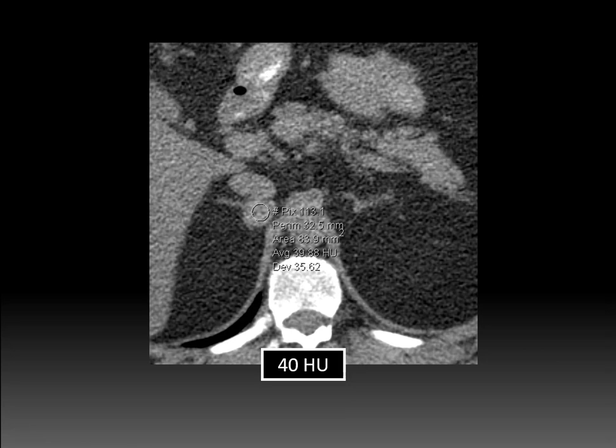Placing a region of interest on this nodule, you can see that the density is 40 Hounsfield units. So that's clearly higher than 10 Hounsfield units. This is not consistent with a lipid-rich adrenal adenoma, but it could still be a lipid-poor adenoma. So based on this density, what do you think we should do, an MRI or a three-phase CT?